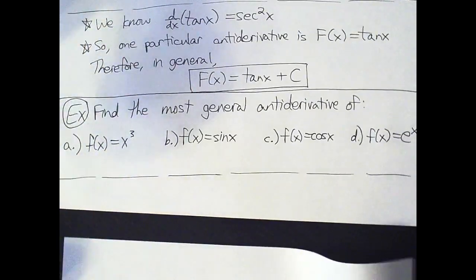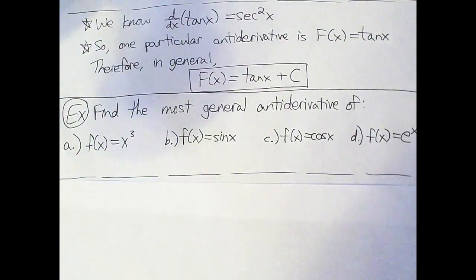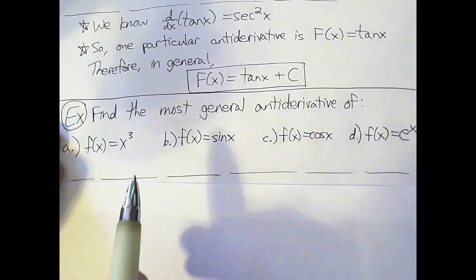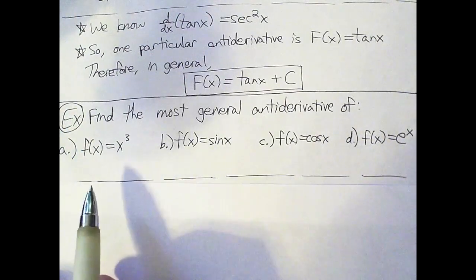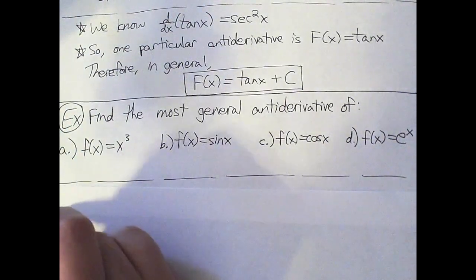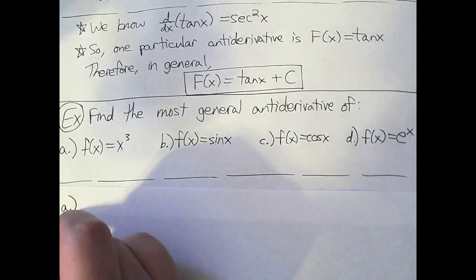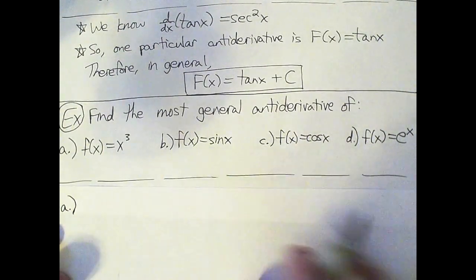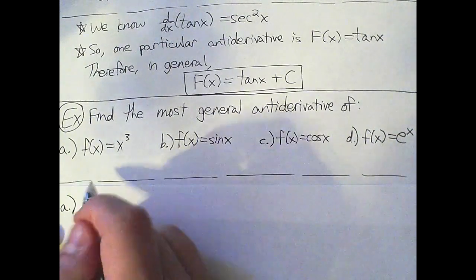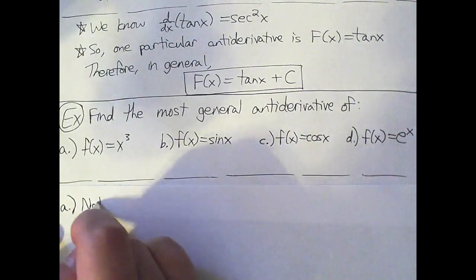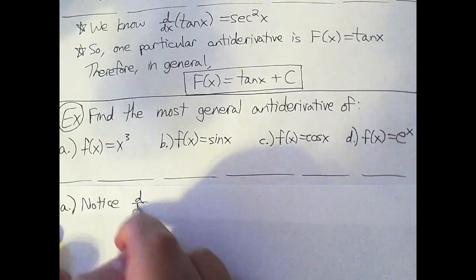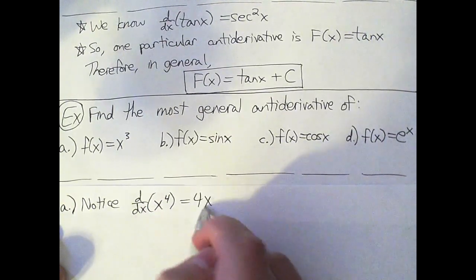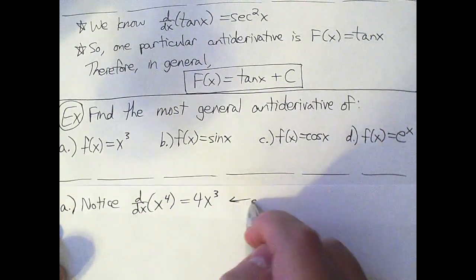All right, so we've got an assortment of functions here. We have some trig functions and an exponential. The first one is x cubed. Earlier, we talked about x squared, so I think that's a good one to start with. I'm going to write my thought process for part A. We notice that the derivative of x to the 4th is 4x cubed, and that's almost what we want.